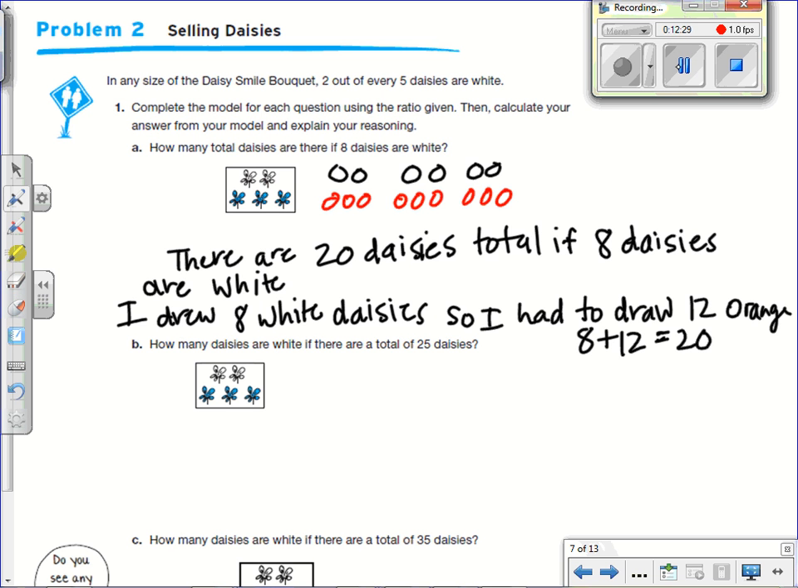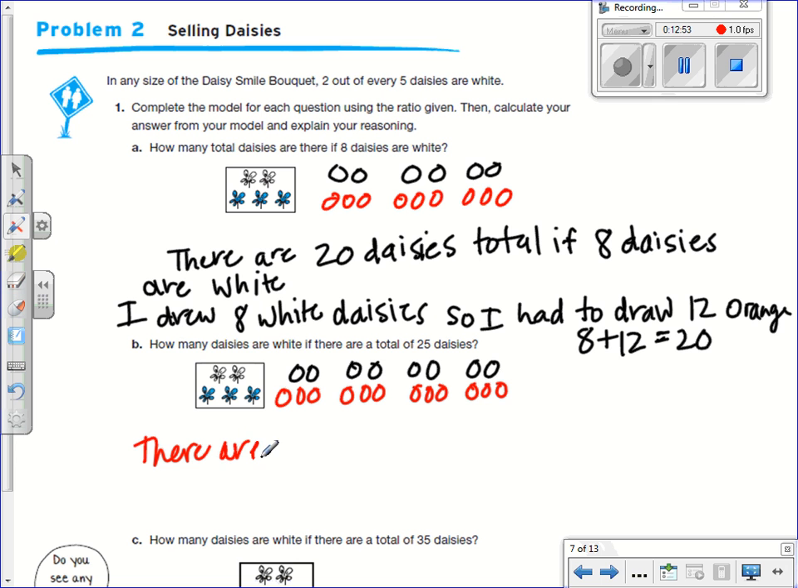Go ahead and try that problem out. Well, for this problem, you know that daisies come in a set of 5. So if I wanted 25, I need to have 5 sets of 5. So if I draw that out, that would give me 2, 4, 6, 8, 10 white daisies. And all I'm using is my ratio to give me that answer.